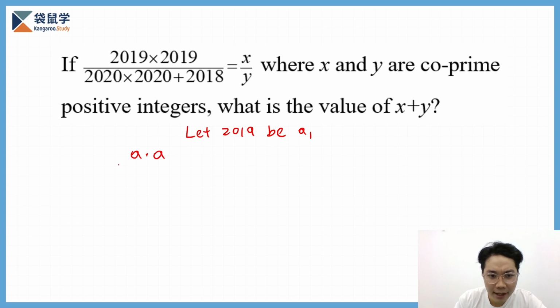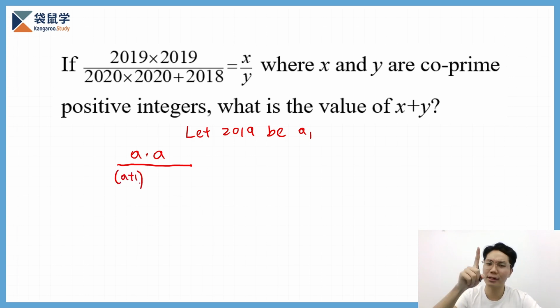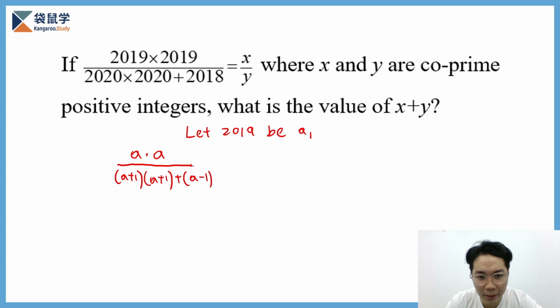Okay, so a times a, and the next one. Oh, this time the numbers are changing, right? So we need to have a plus 1. And definitely we need to use a bracket. Okay, remember. And we need to multiply by a plus 1 again. And this time we are adding a minus 1. Let's see, what is this equal to? A times a. Some of you will be familiar: a number times itself will be a square. So it will be a squared.